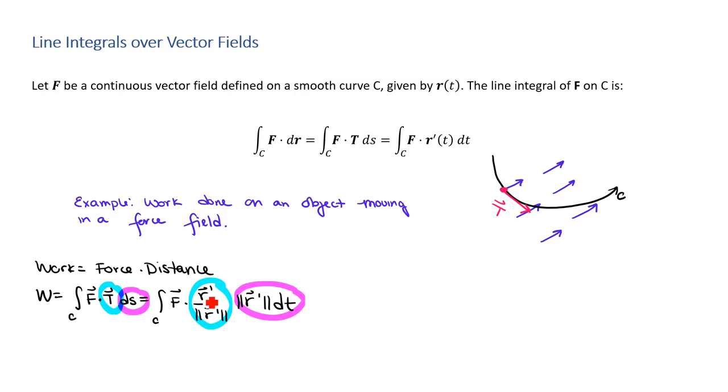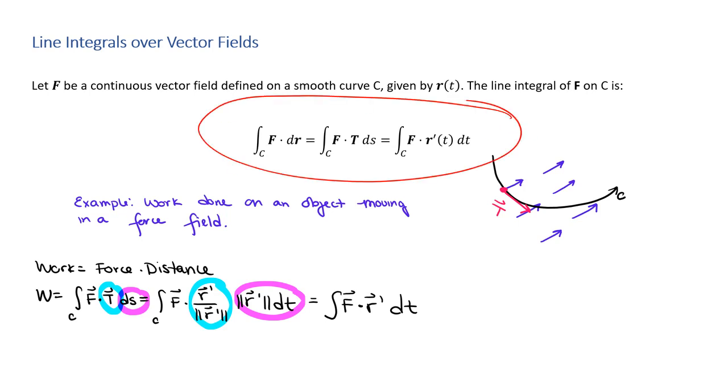And our tangent vector is defined to be r prime divided by the magnitude of r prime. That's our unit tangent vector. And then we learned earlier that the ds can be replaced with the magnitude of r prime dt. You could cancel those magnitudes of r prime out. And this integral turns into F dot r prime dt.